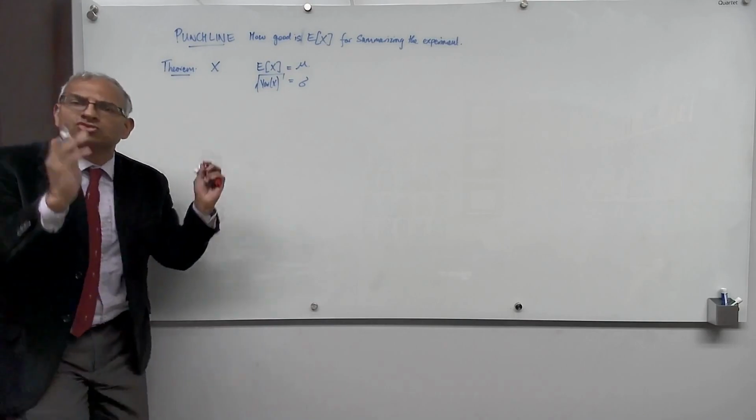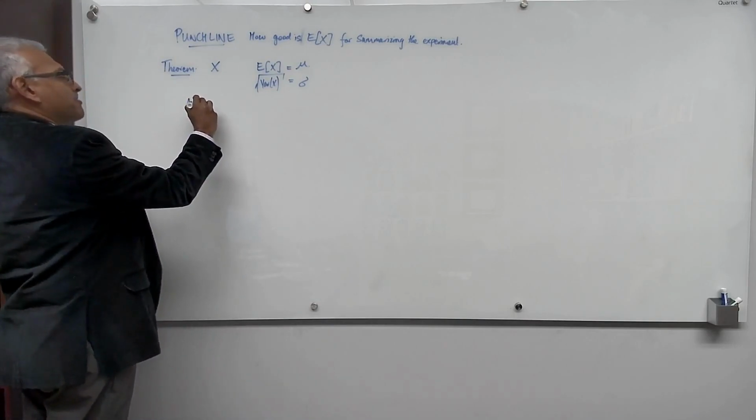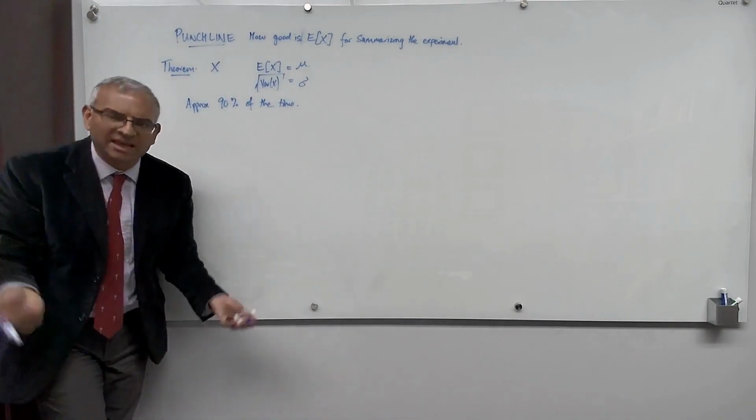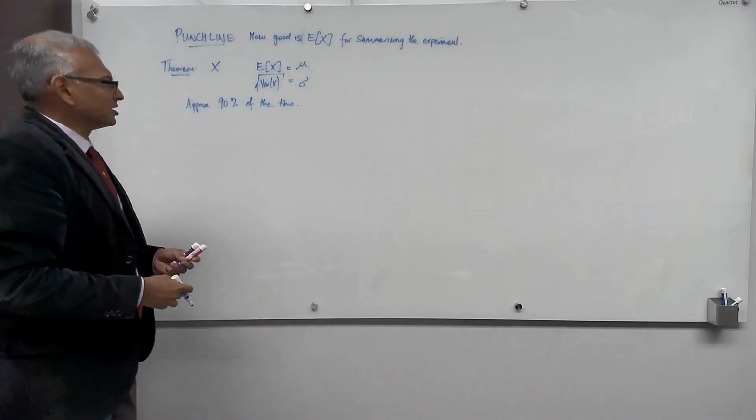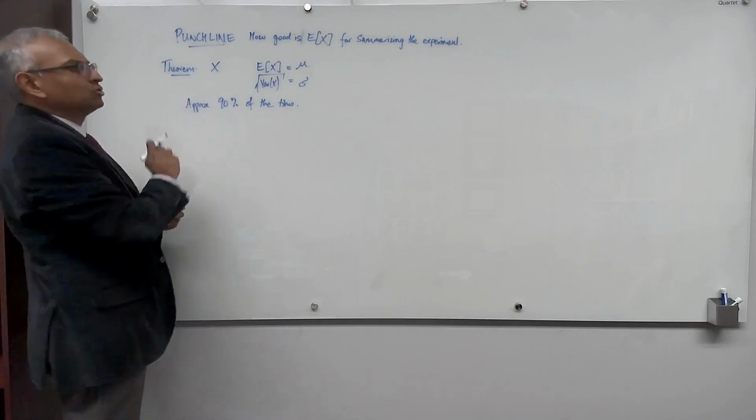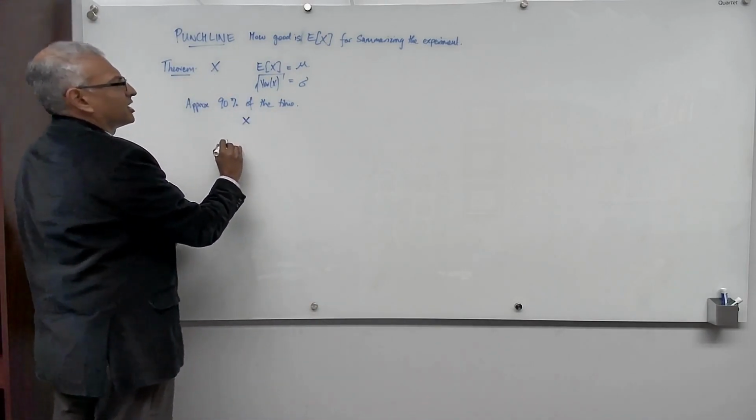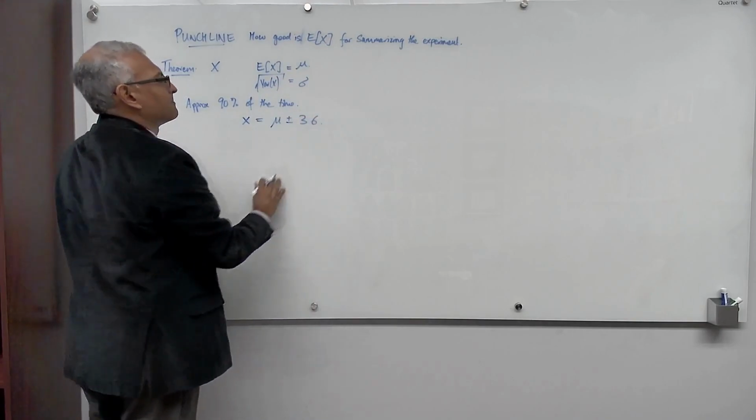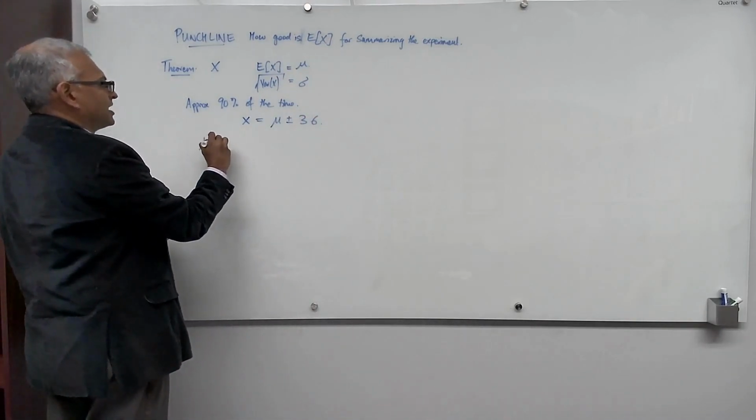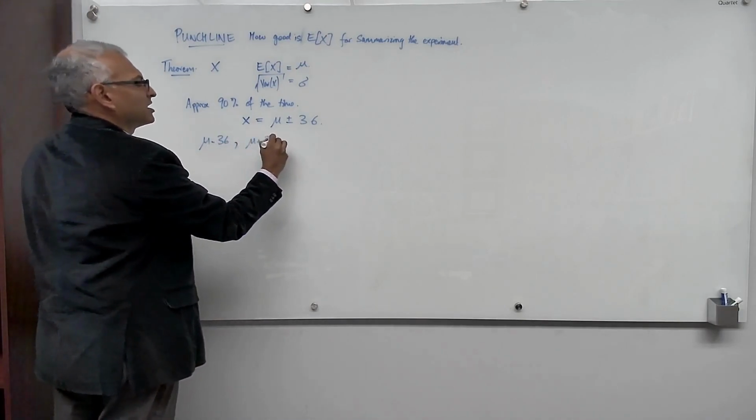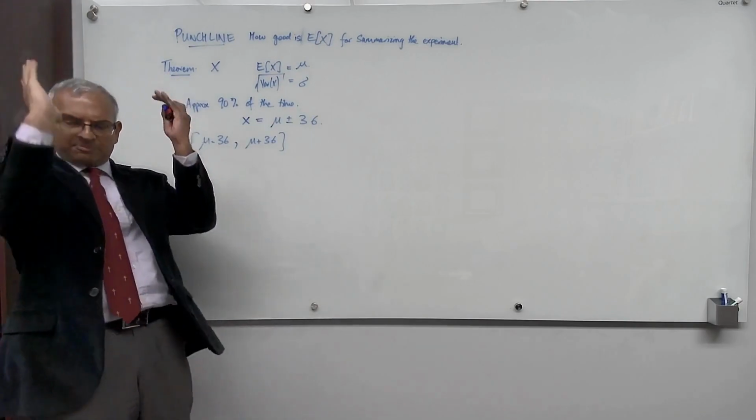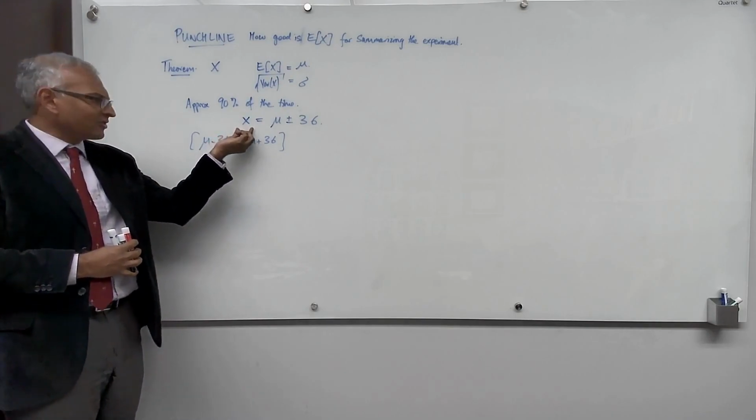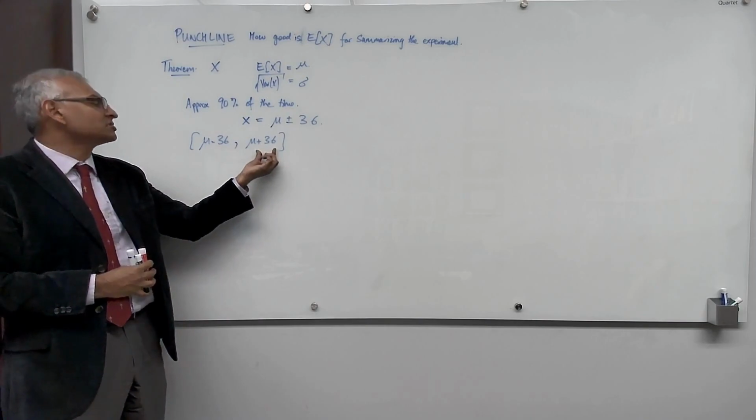We can say that most of the time, so approximately 90% of the time, and you can make this number 99% if you want, you can make it 99.9%, okay, and so on and so forth. Approximately 90% of the time, the value you observe for x will be equal to mu plus or minus 3 sigma. Okay. So that means that the range for x, mu minus 3 sigma to mu plus 3 sigma, is the range for x 90% of the time. So 90% of the time when you run the experiment, you will find that the observed value of x will be within 3 standard deviations of the mean.